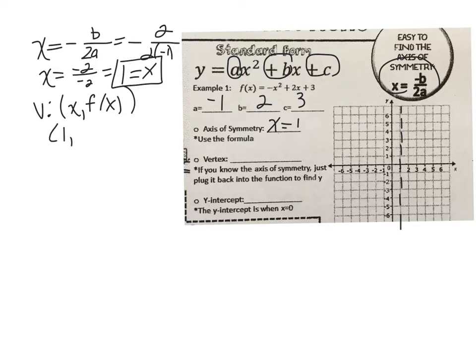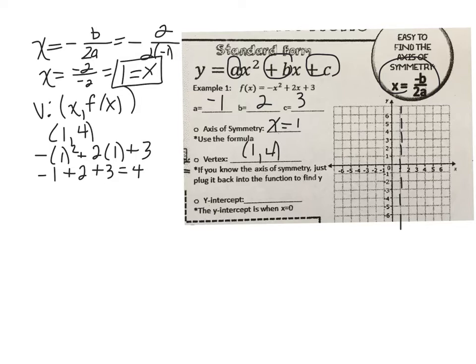Now to find the y coordinate, I know the x. So take that x value and plug it into the equation. So I have a negative sign in front of x, so negative, and then I'm putting a 1 and squaring it in parentheses, plus 2 times 1 plus 3, and I'm just going to work this out. Negative, I'm bringing down that negative sign, 1 squared is 1, plus 2 plus 3, 5 minus 1 is 4. So my vertex is the ordered pair 1, 4.